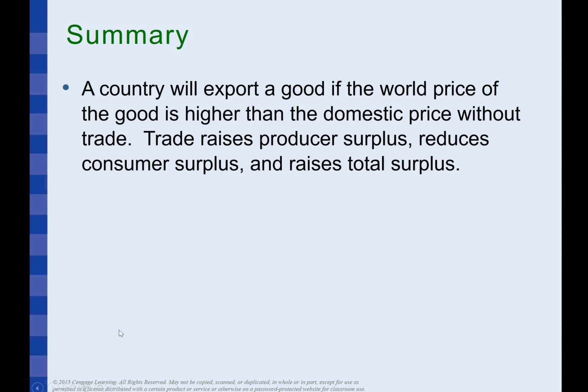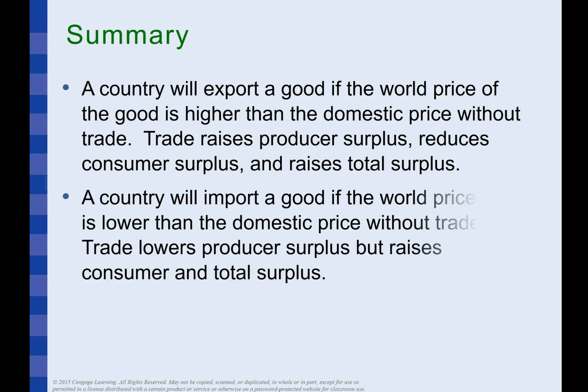So to summarize this chapter, a few things that are important to know. A country is going to export a good if the world price of the good is higher than the domestic price without trade. So before trade, if the world price is higher than the domestic price, a country should specialize and export that good. Trade, in that case, is going to make producers better off. It makes consumers worse off. It reduces consumer surplus, but it raises total surplus.